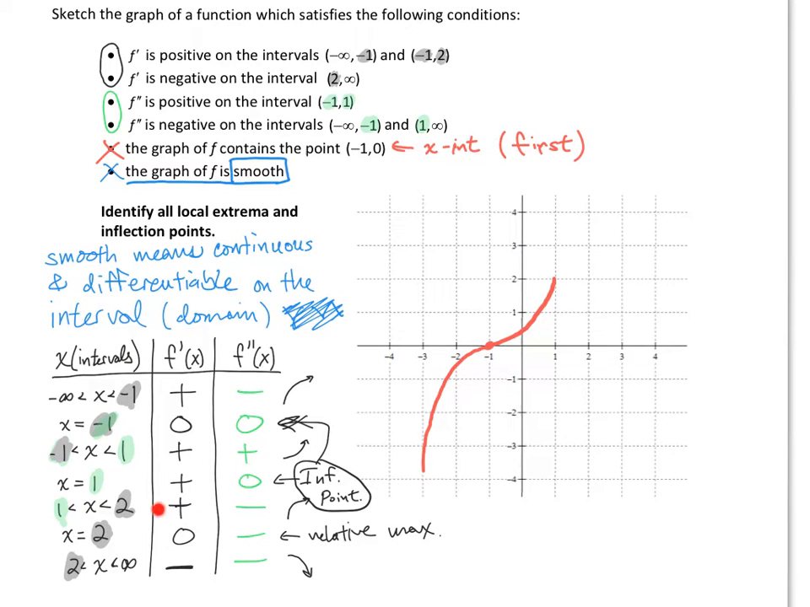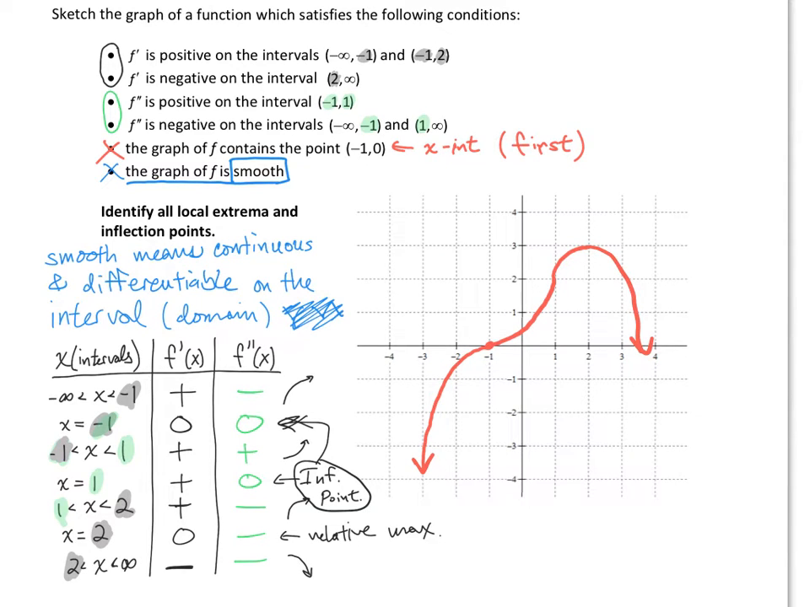It'll still be increasing, but now concave down, and I have to start at this point and start making the graph look like this. So from 1 to 2, I can make my graph look something like this. There we go. And at 2, I have to make sure that there will be a relative maximum, and after 2, I have to make sure the graph starts moving down in this fashion. So after 2, I'm going to continue my graph probably something like that. And there we have it.